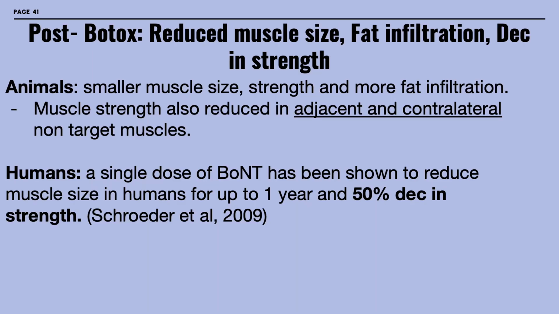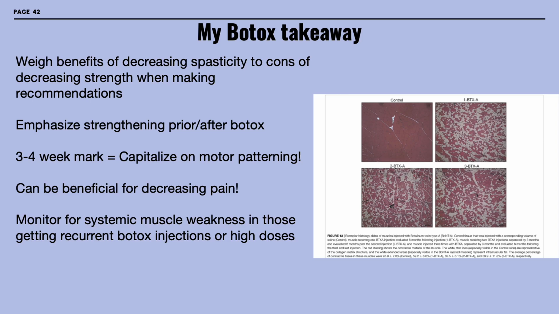Now, post-Botox, it's been shown in animal and human studies to decrease muscle size and increase fatty infiltration. In animals, there's been evidence to show that this also reduces muscle strength in adjacent and contralateral non-target muscles, which is super interesting. In humans, it's been shown that a single dose of Botox can reduce muscle size for up to 1 year and even decrease strength up to 50%. So, my Botox takeaway is to weigh benefits of decreasing spasticity to cons of decreasing strength when making recommendations. You really want to emphasize strengthening prior and after Botox because of this reason.